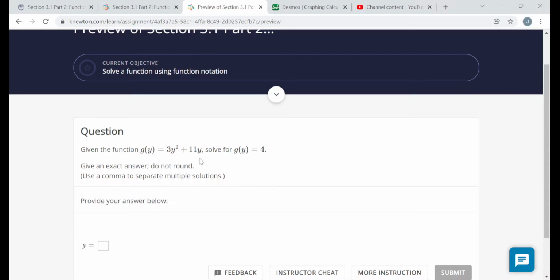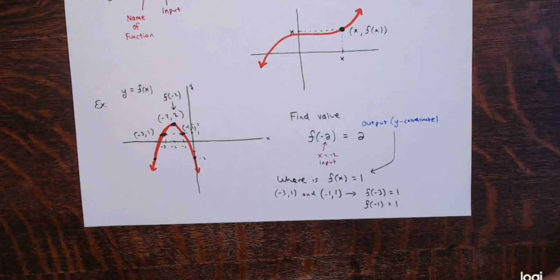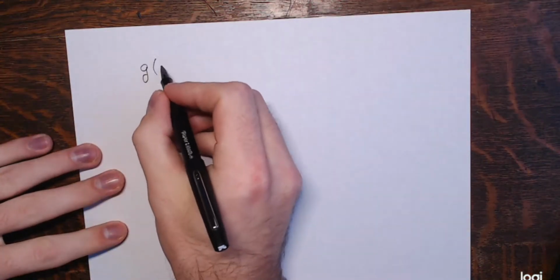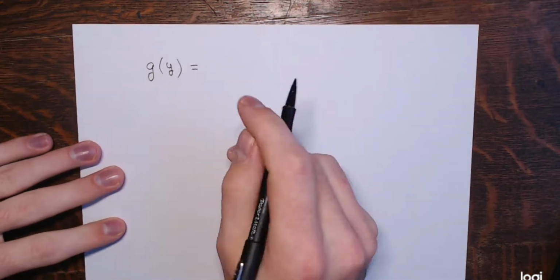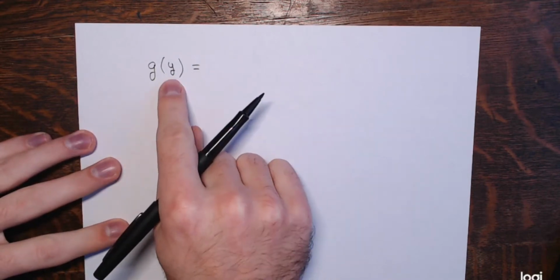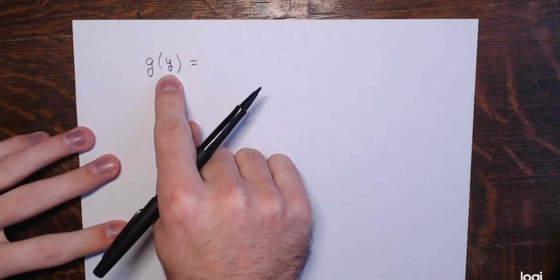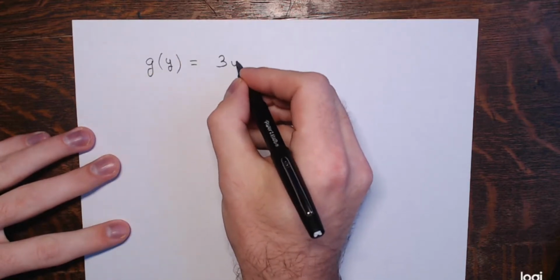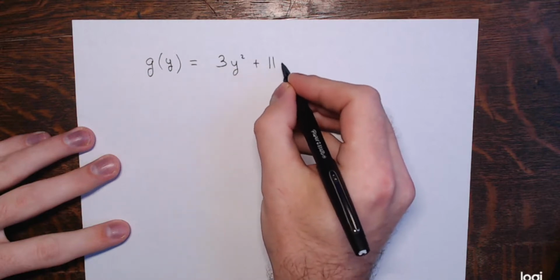And then on the other side, what this is equal to is how you calculate the output. You take 3 times the input squared plus 11 times the input. All right. So let me write this out, and I'll explain all that. I'll write all that on paper. So again, we're given this function called g of y equals, and then the other side should have an expression involving the input variable, involving y, which it does, right? It's 3 times y squared plus 11 times y.